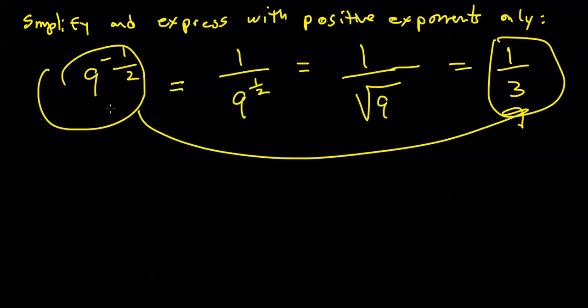Alright, so I'm going to say simplify and express with positive exponents only. I'm going to abbreviate that with the acronym SAUPIO, simplify and express with positive exponents only, so I don't have to keep writing it down over and over. So I'll invoke that here. The idea is you have positive exponents only in your final answer.